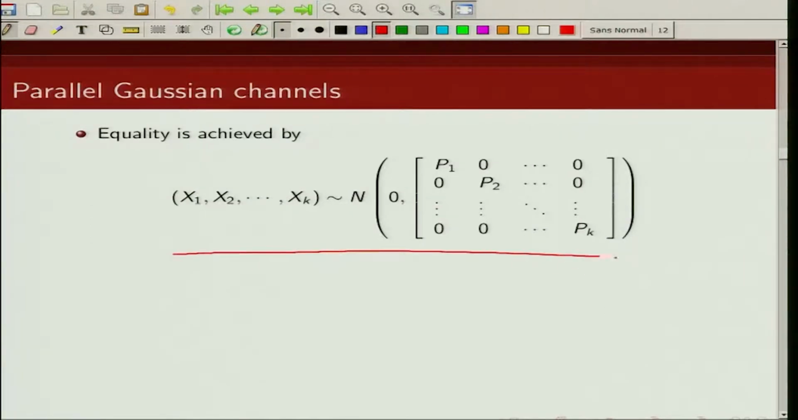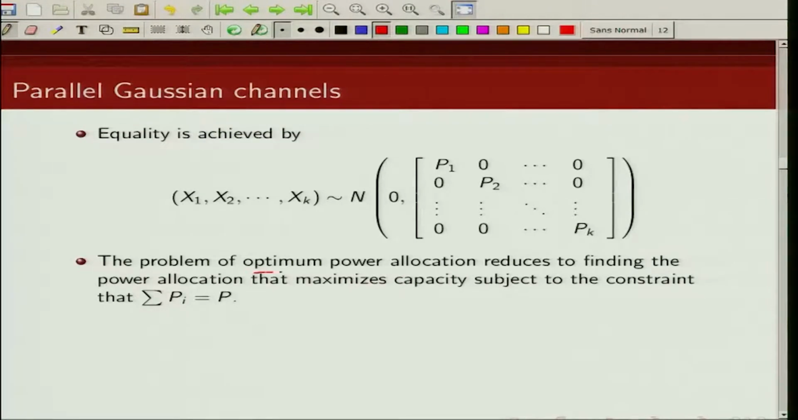The equality is achieved when the input x is Gaussian distributed with mean 0 and covariance matrix given by this. This we already know from a result that we have proved in the lecture on differential entropy. So the problem of optimal power allocation reduces to finding the power allocation that maximizes capacity subject to the constraint that the summation of this Pi is equal to P.